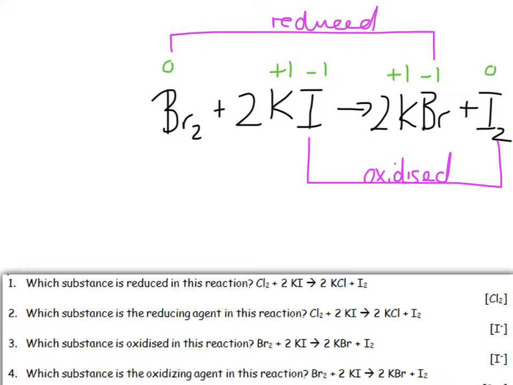Question asks me which substance is oxidized in this reaction. You could have said potassium iodide. I'm okay with that. But in terms of the multiple choice, you were given I-. And then which substance is the oxidizing agent? The oxidizing agent is the substance that has been reduced, so it is the bromine.